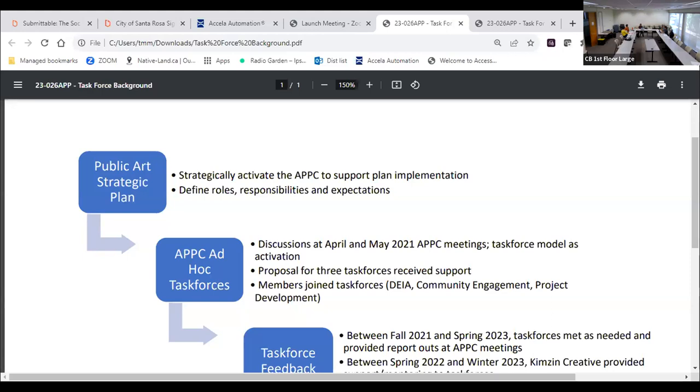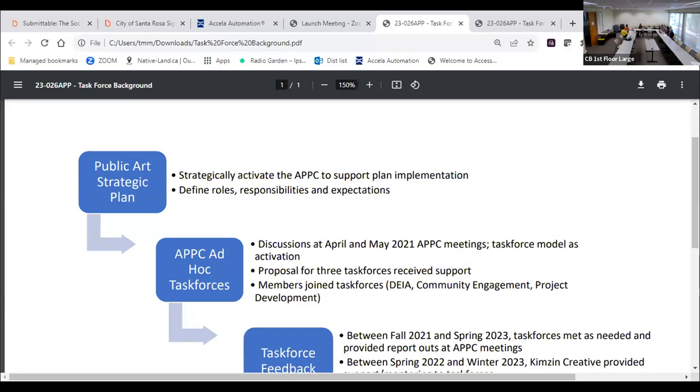And so then shortly thereafter, a couple months later, the committee had a couple conversations at their April and May committee meetings where we discussed the task force model as a way to activate the APPC so that smaller groups of the members could meet and focus on specific items and tasks that helped us move forward the recommendations of the plan. And so the idea of the three task forces, which are diversity, equity, inclusion and access, community engagement, and project development, those three ideas were presented to the committee and received support to move forward with that. And then members essentially signed up for which task force they wanted to initially serve on.